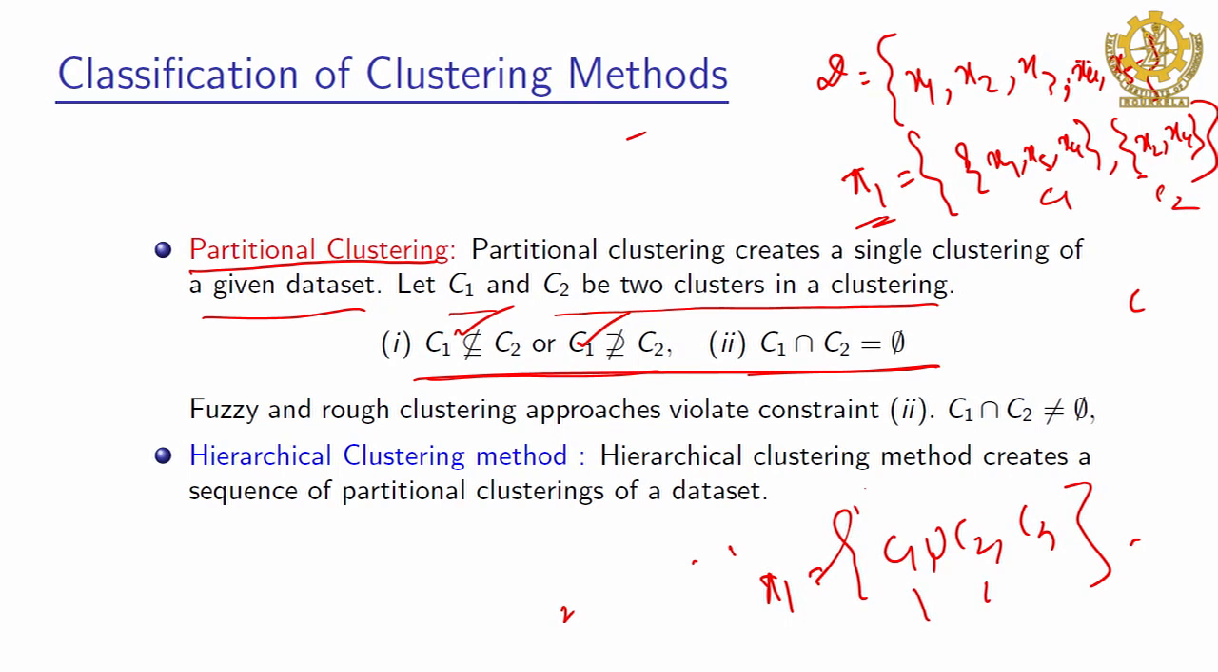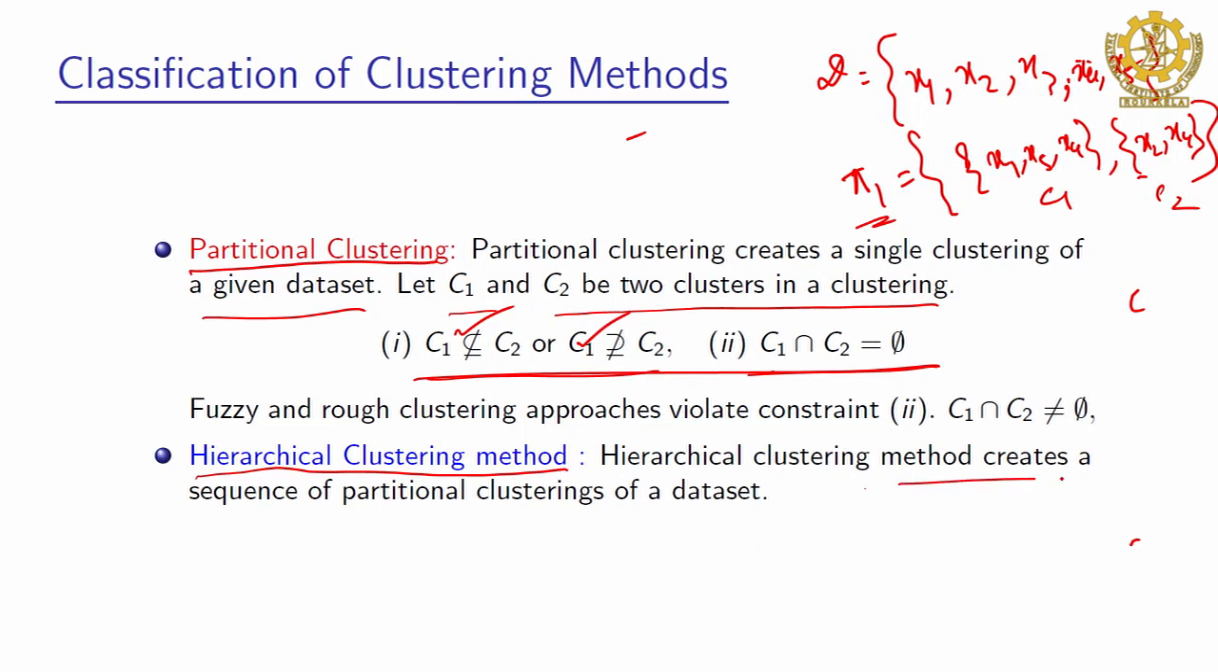If any clustering technique produces a single clustering with these two conditions, then we will say it is a partitional clustering technique. Now, there is something called hierarchical clustering methods. It produces multiple clusterings: it can produce pi 1, pi 2, pi 3. So, it can produce multiple clusterings, and what is the relationship?